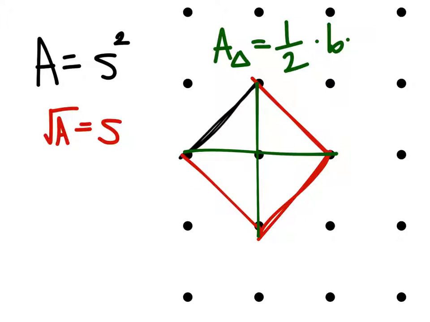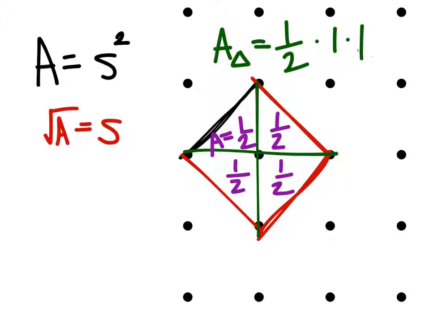Let's use an H on that. Well, the base on this is 1 unit, and the height is 1 unit. So the area of one of these triangles is 1/2 times 1 times 1. So that's 1/2 right there. Well, that means all of these have an area of 1/2.